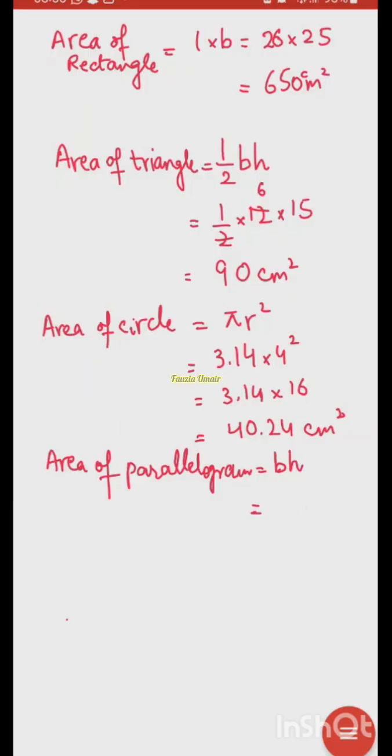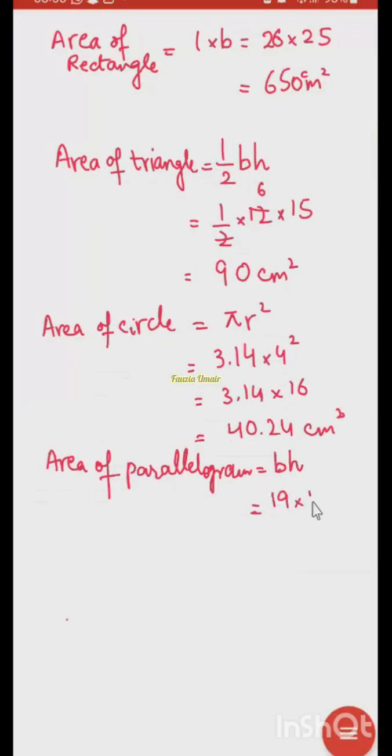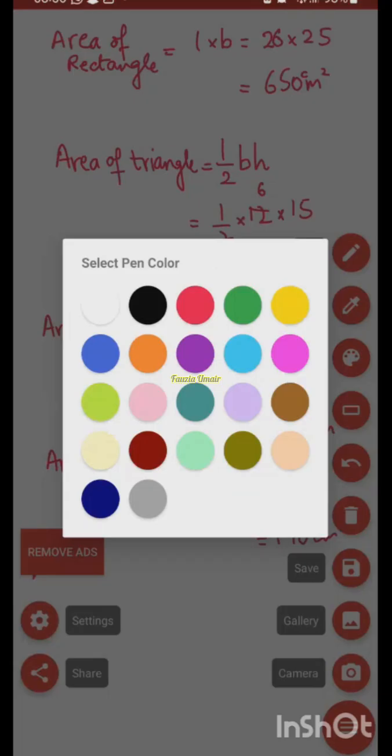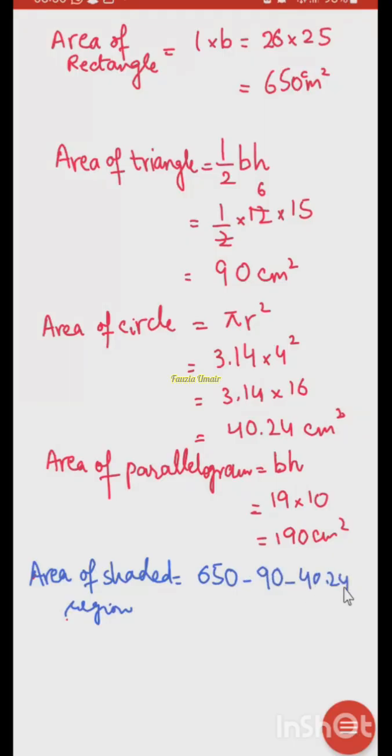So we have just figured out base and height, 19 and 10, right? So 19 multiplied by 10, and this is 190 centimeter square. So now we can find out area of shaded region. I'm just changing the color so that it's more prominent. So area of shaded region will be equal to 650, the area of the outer shape, minus 90, minus 40.24, minus 190, right? So now we can just figure out the answer.